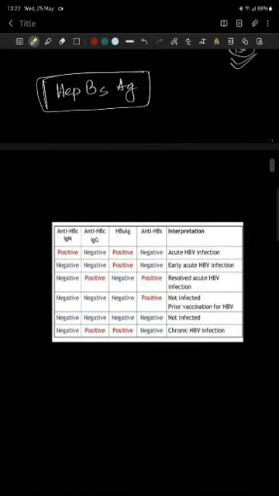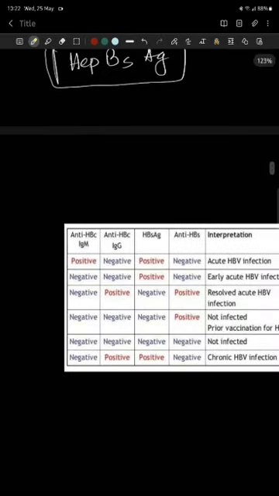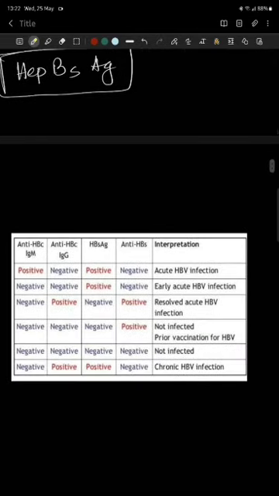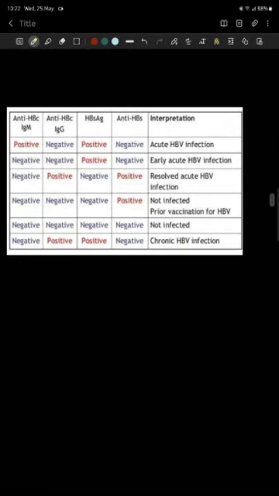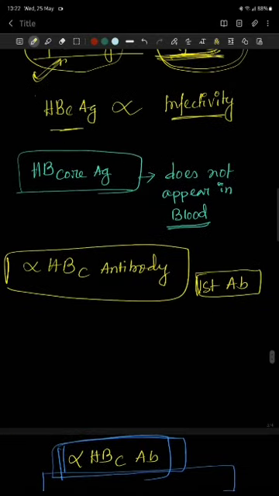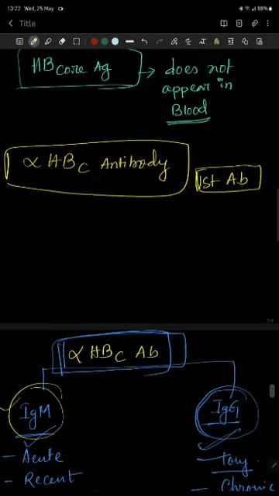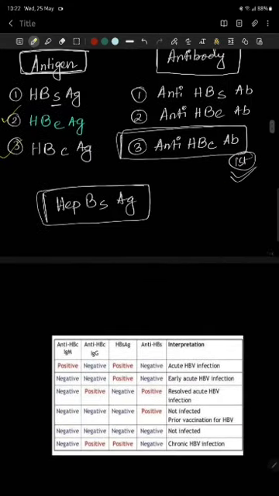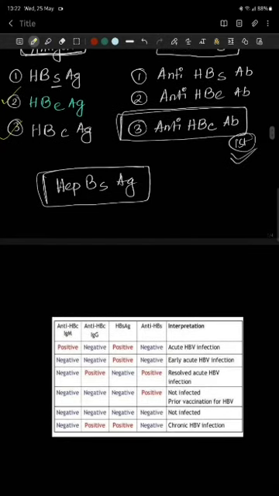Now this is the boring chart. I am going to elaborate this in a simple way. Suppose the person has hepatitis B virus infection, so which one is going to be positive? Again I told, for the recent infection, the acute infection, obviously the IgM type of anti-hepatitis B core antibody will be present, and obviously in any infection, hepatitis B surface antigen will be there. So this is positive for acute hepatitis B virus infection.